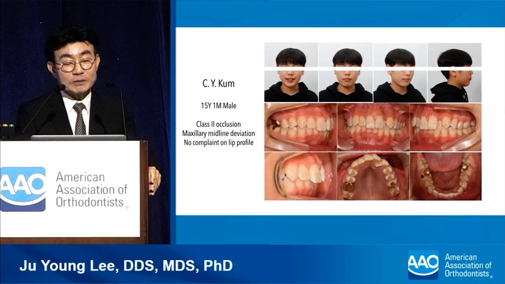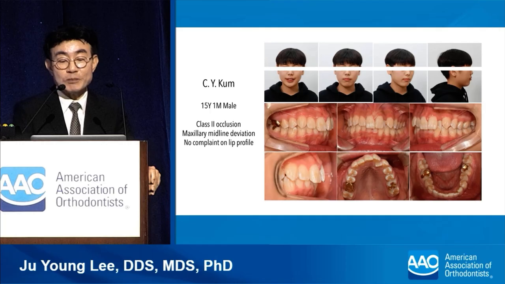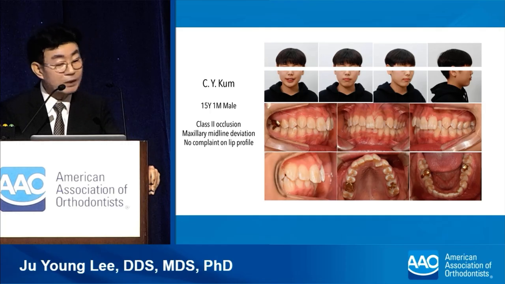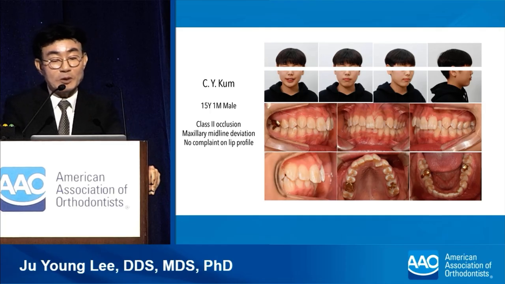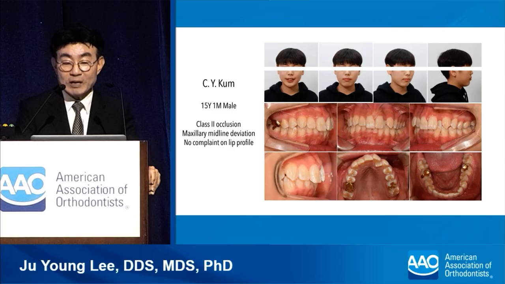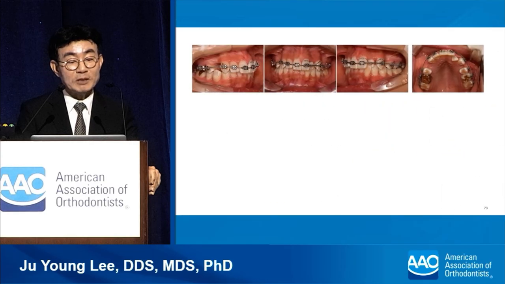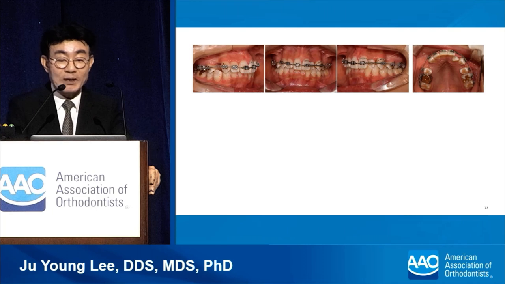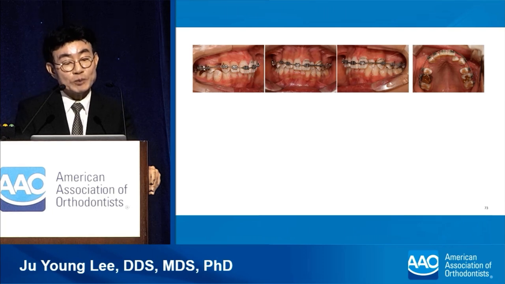TAD-supported pushing force can also be used to improve maxillary anterior asymmetry. The midline was displaced to the left as the maxillary lateral incisor was placed lingually with crowding, and the canine and posterior teeth were showing class 2 occlusion. Maxillary premolars were extracted, and a mini-tube was used to improve lateral incisor crowding.